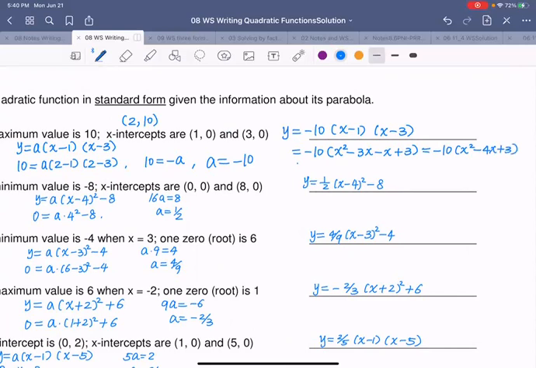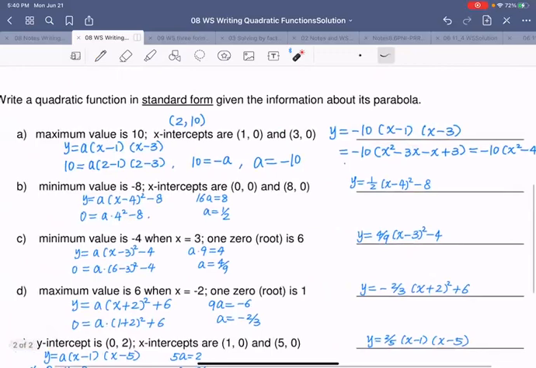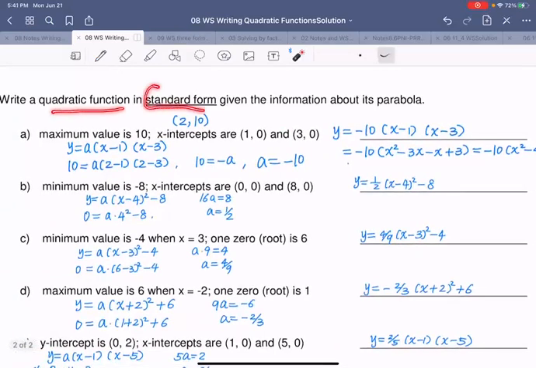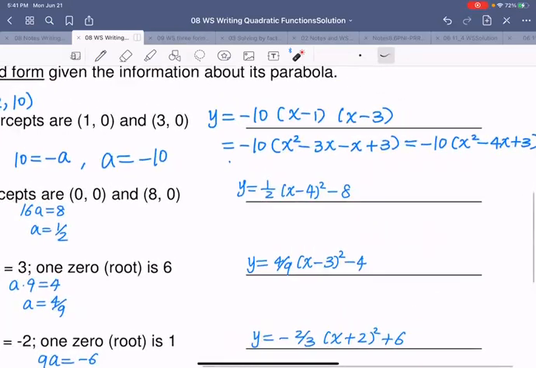Yeah. This is the correct answer, but they ask you to write this in standard form. So we want to do those expansions until we reach the final standard form. Okay. That makes sense to you? Yeah. Very good.